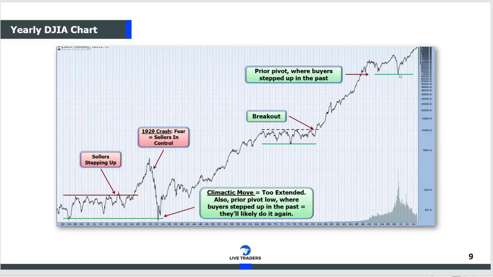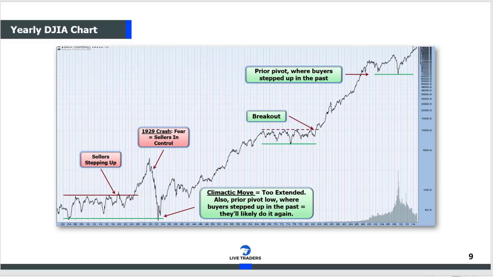Right? The sellers outweigh the buyers. And then you get to a point where enough people, not everyone, but enough people think, wow, what a great value. I'm going to start buying it. And then they start buying and it starts moving back up. And other people jump on the bandwagon. Okay. And then they start buying it.